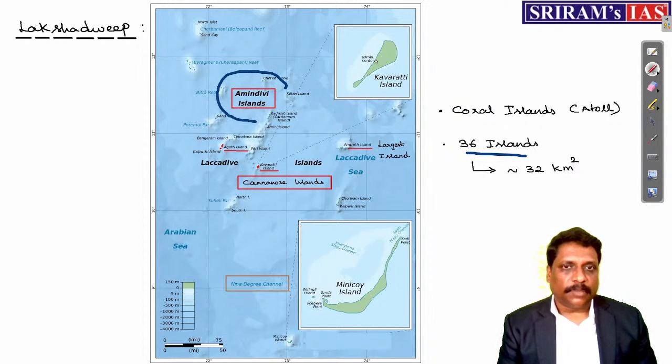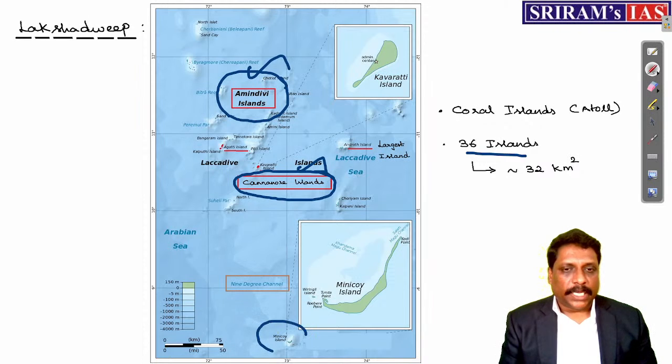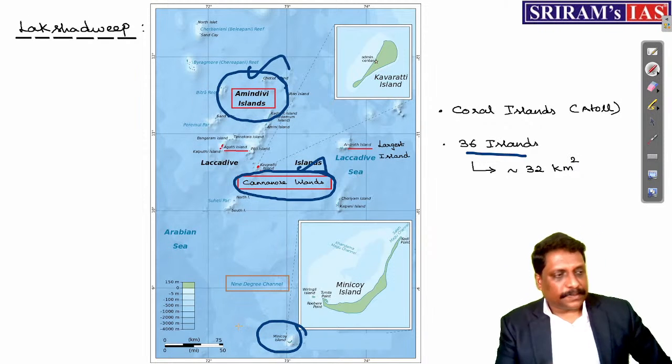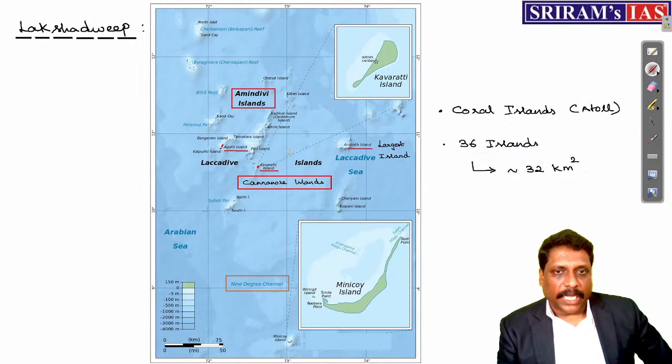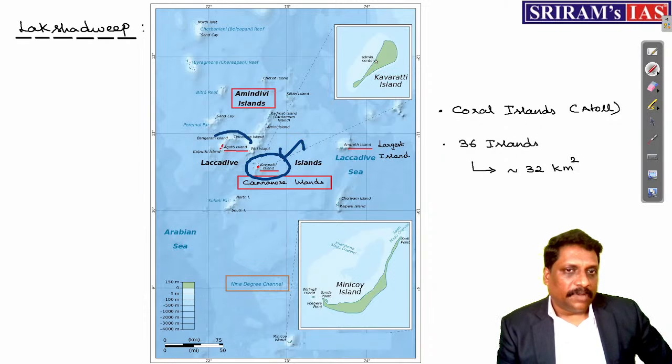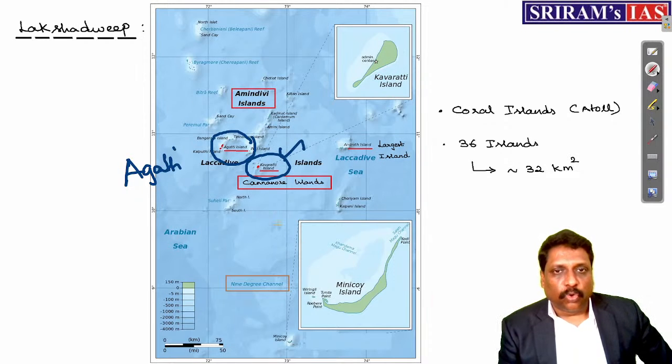The northern group, you call them as Amindivi group. The central group, you call them as what? Kannanur group. And the southern isolated island, you call them as what? Minicoy Island. Okay. And Kannanur group is very important because the capital, Kavaratti, is located where? Kannanur. The place where you have the airport of Lakshadweep called Agathi Island, right? Agathi is located in Kannanur group.